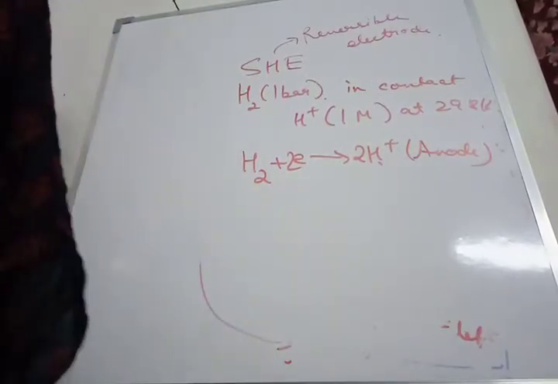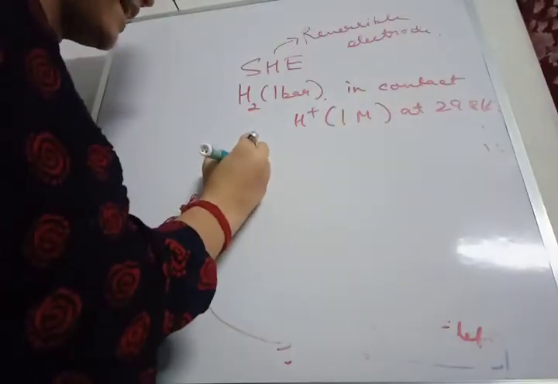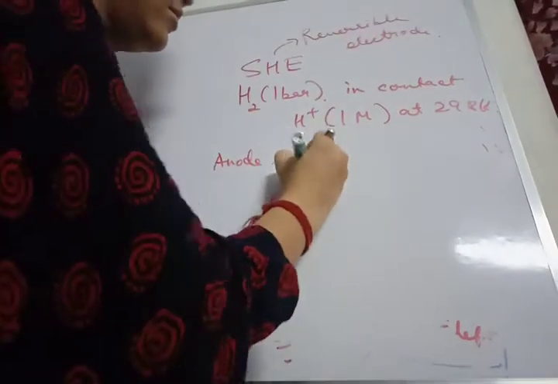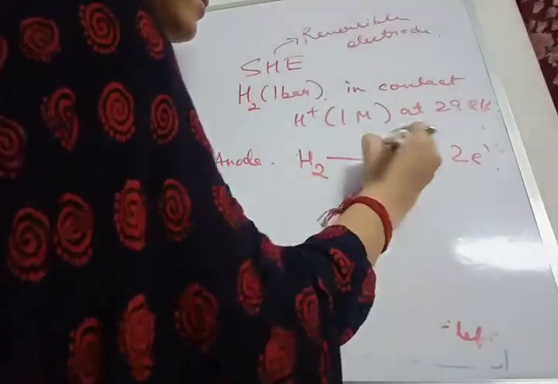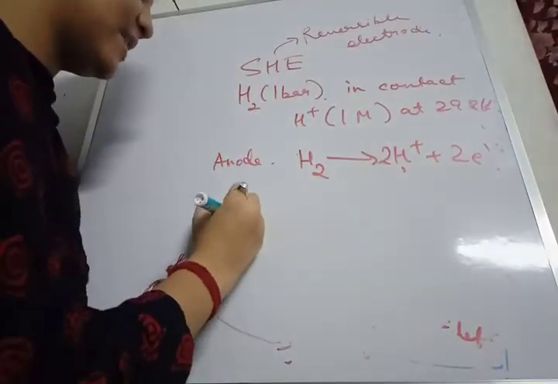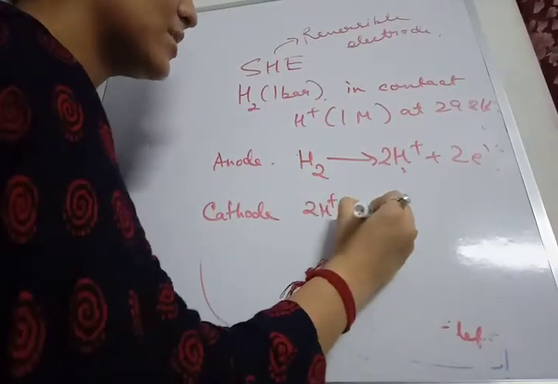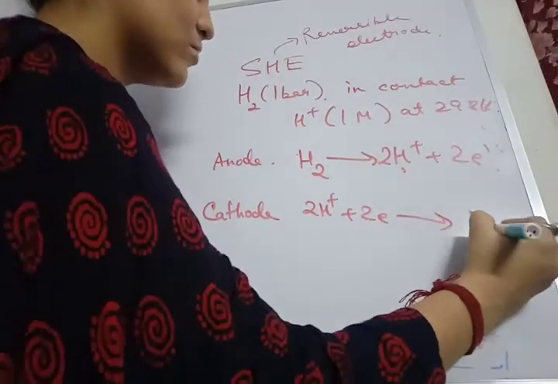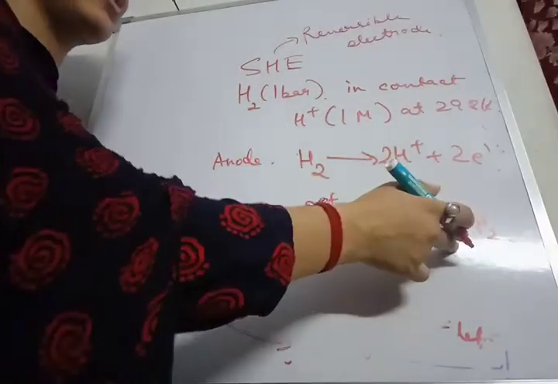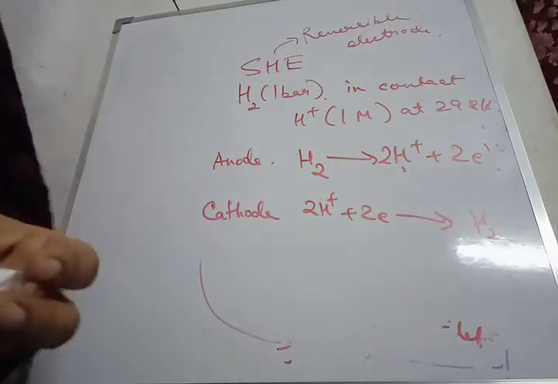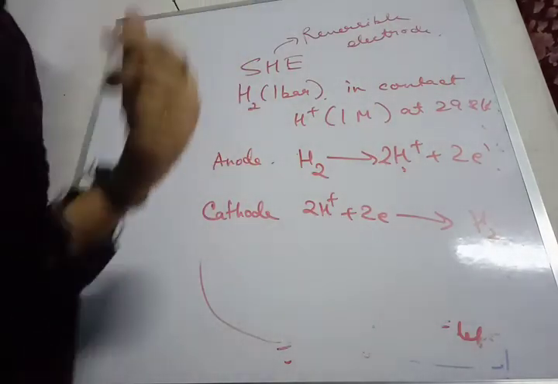When it acts as anode, it will be like this. And when it acts as cathode, the opposite reaction, that is 2H positive plus 2e gives you H2. Right? So at anode oxidation occurs, at cathode reduction occurs. So this is basically the nature of the standard hydrogen electrode. It is a reversible electrode.